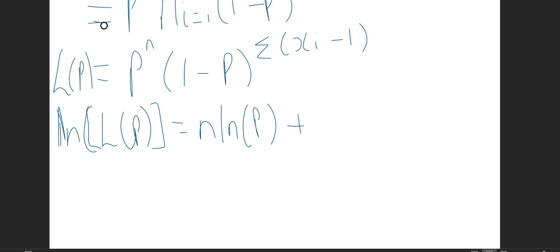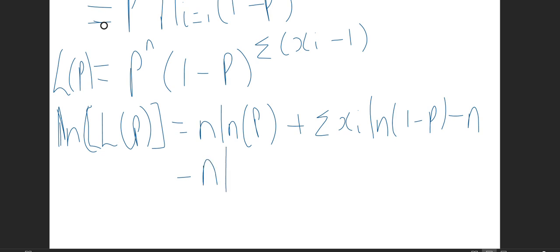We're going to distribute the sum inside there, so it's going to be the sum of our xi ln(1 minus p), and then we are going to subtract, because the summation is from i up until n, so it's going to be minus n ln(1 minus p). Okay, let me erase this since I didn't have space.